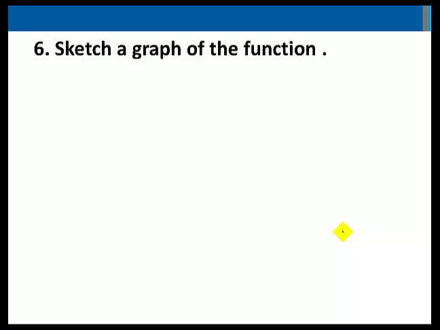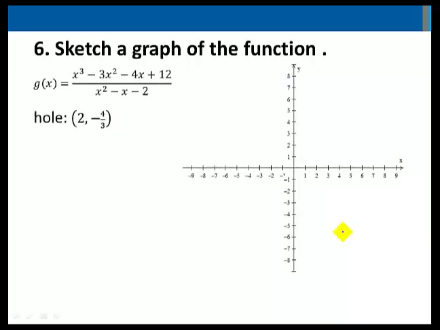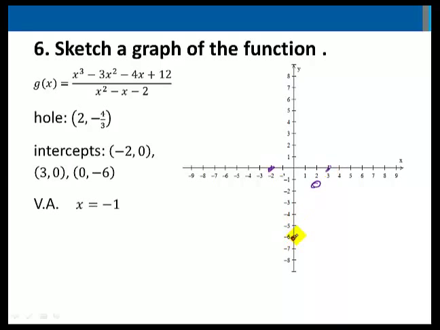Let's next sketch a graph of the function. There is a hole at 2, negative 4/3, so I'll start by putting a hole on my graph. The intercepts are at negative 2, 0, 3, 0, and 0, negative 6. I have a vertical asymptote of x equals negative 1, so I'll sketch the line x equals negative 1. And I will sketch the line for the slant asymptote of y equals x minus 2.